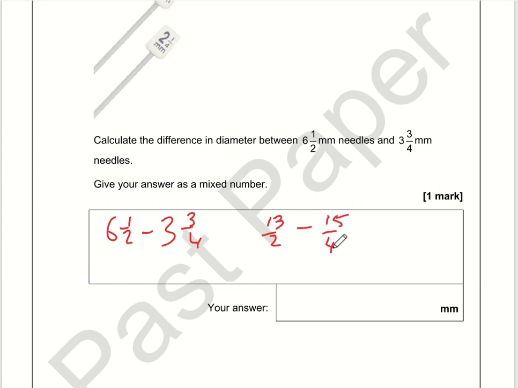Now we can't subtract quarters from halves, but I can turn halves into quarters. So 13 over 2 is the same as 26 over 4, minus 15 over 4. 26 take away 15 is 11 over 4, and how many 4s go into 11? 2 4s go into 11 with 3 remaining, so the answer is 2 3/4 millimetres.